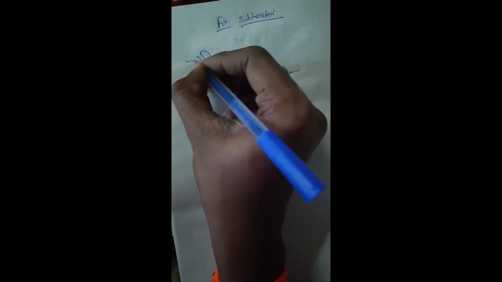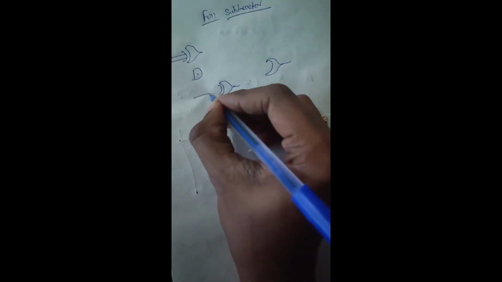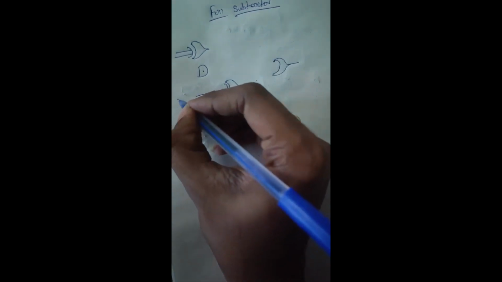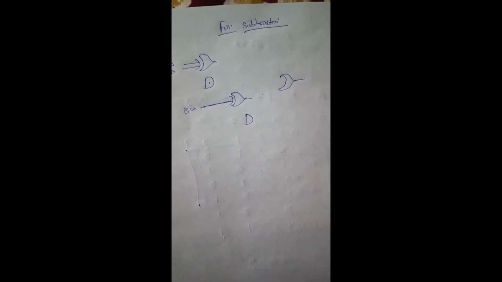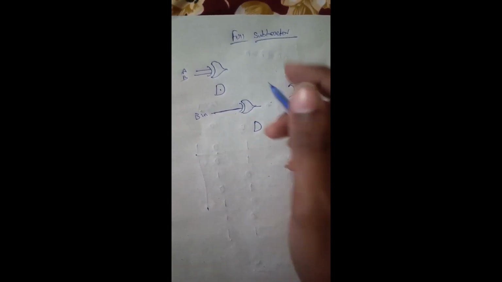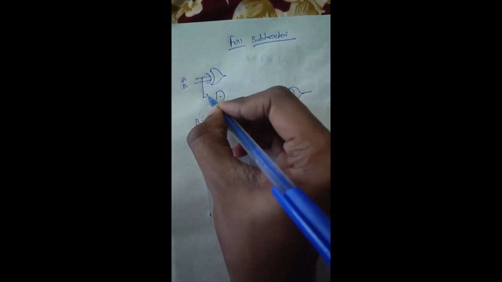Here we are giving the two inputs A, B. Here we have to give the third input, right? I am considering it as B in, nothing but the borrow in. In the full adder we take the C in, right? In the full subtractor I am taking the B in. You can take anything.